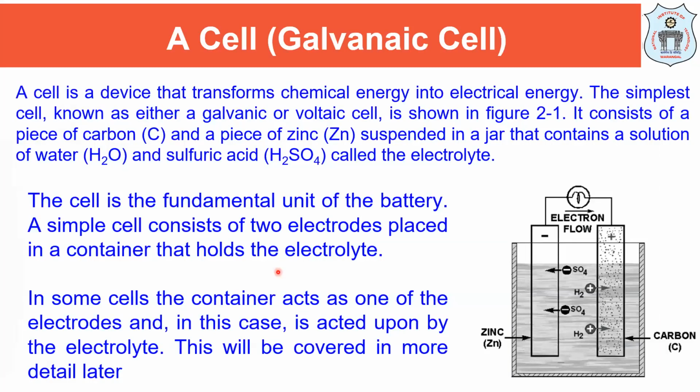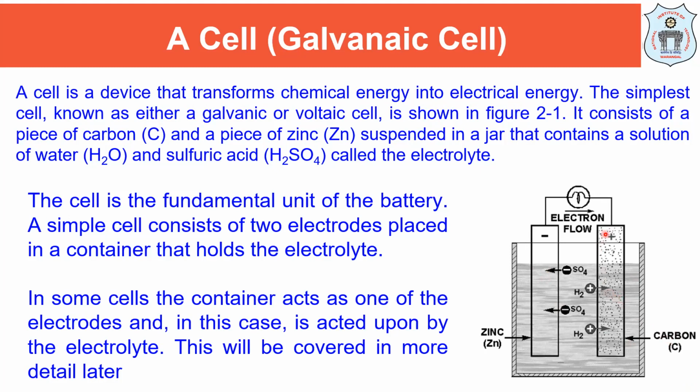Okay, so let's see what is a cell. What cell here refers to is a galvanic cell. When you simply say cell, because microbial cells are also there, right? So here when we say cell, it is a galvanic cell. What is a galvanic cell? It is a device that transforms the chemical energy into electrical energy. And the simplest cell, which is also known as galvanic cell or voltaic cell, is shown in this figure.